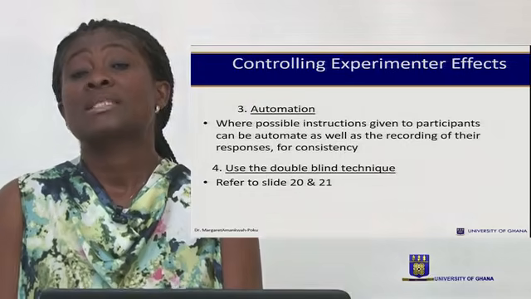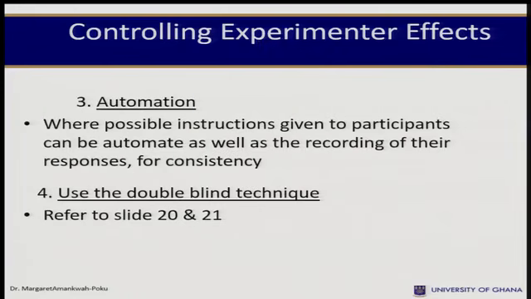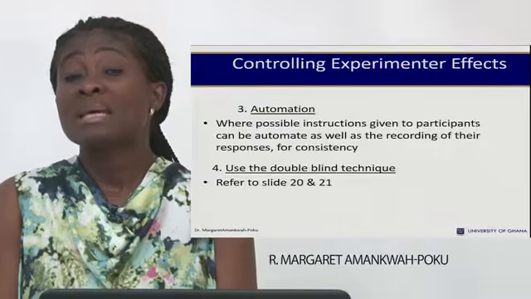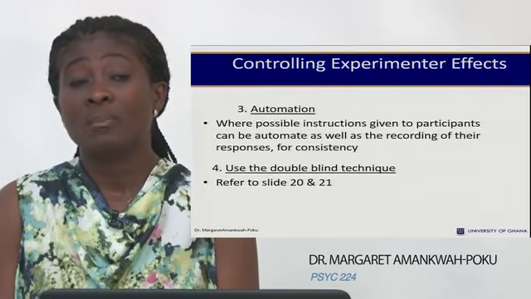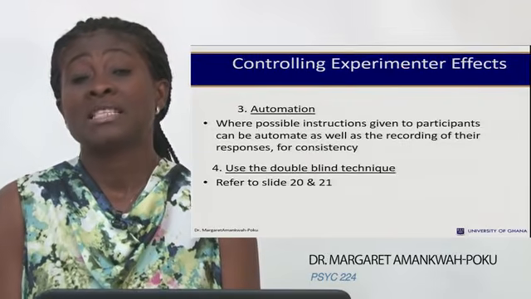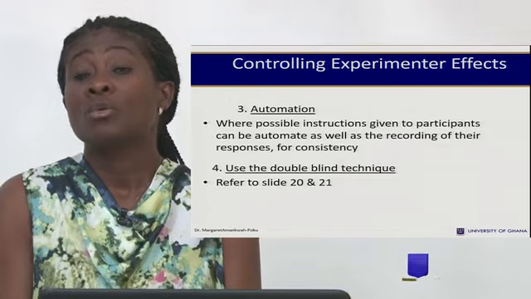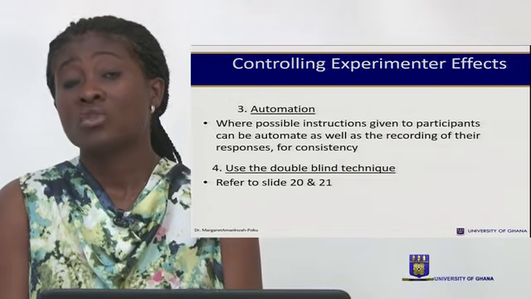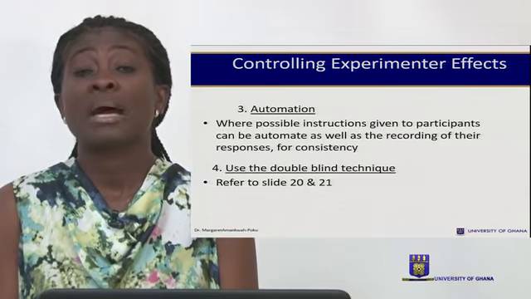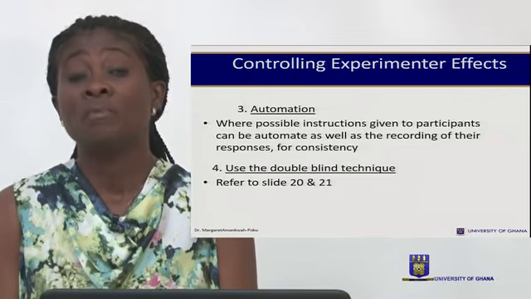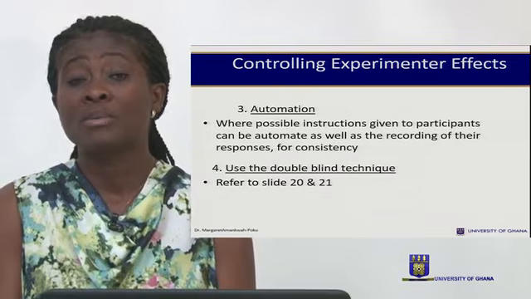One way of also controlling experimental effects is by automating, for example, the instructions that are given to participants. Instead of having the experimenter come in and give the instructions, and I mentioned earlier on that sometimes the experimenter may give the instructions in a different way for one group compared to the other. Because the experimenter is expecting a change in the experimental group, they would give the instructions in a certain way to help confirm their hypothesis. So when you automate the instructions, you may just record the instructions and play them. So these instructions are consistent for all the groups that are involved.